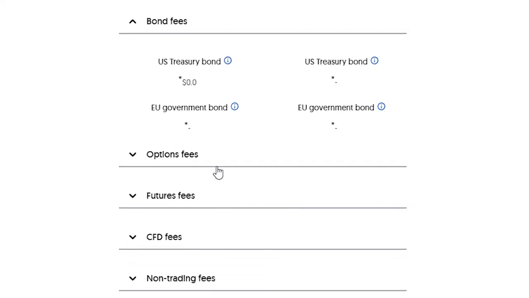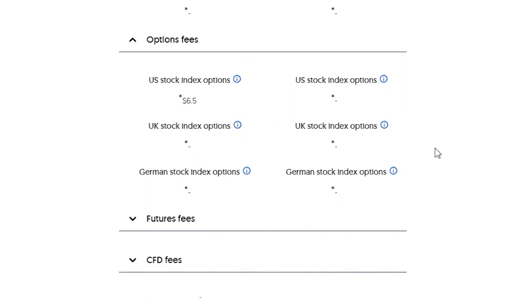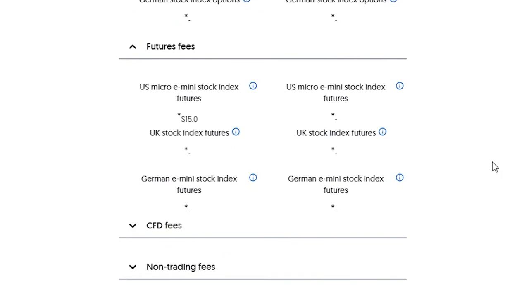Taking a look at options right here, we can see that Charles Schwab does offer US stock index options for 65 cents per contract. Now, fees, to be honest, I would say this is a roundabout average. They don't offer them anywhere outside the US, and Trading 212 do not offer options anywhere. Futures, we can see that, once again, Charles Schwab does offer these in the US. $1.50 per contract, once again, a little bit on the high end, in my opinion.